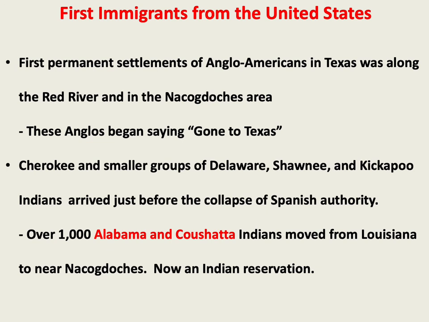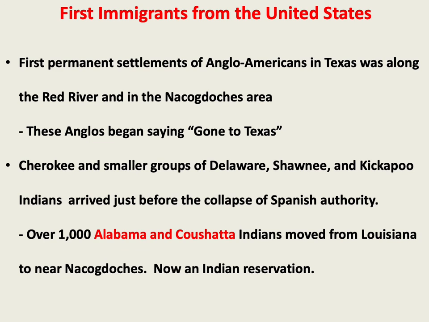The first permanent settlements of Anglo-Americans in Texas was along the Red River in the north and the Nacogdoches area in the east. And these Anglo-Americans started coming to Texas and telling the people back home, I've gone to Texas. And some would even put up a sign, I've gone to Texas. So that's where the phrase gone to Texas really started, and it will continue in the course.